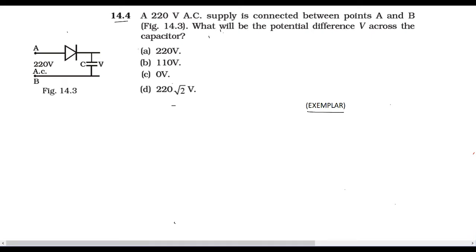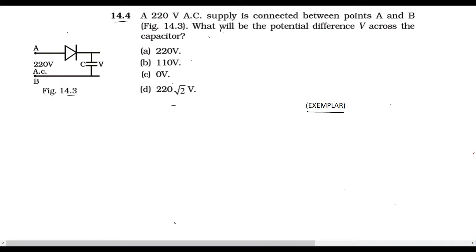Figure 14.3 is given here. What will be the potential difference V across the capacitor? This is the input here, this is a capacitor. You are given option A 220 volt, option B 110 volt, option C 0 volt, option D 220 into root 2 volt.